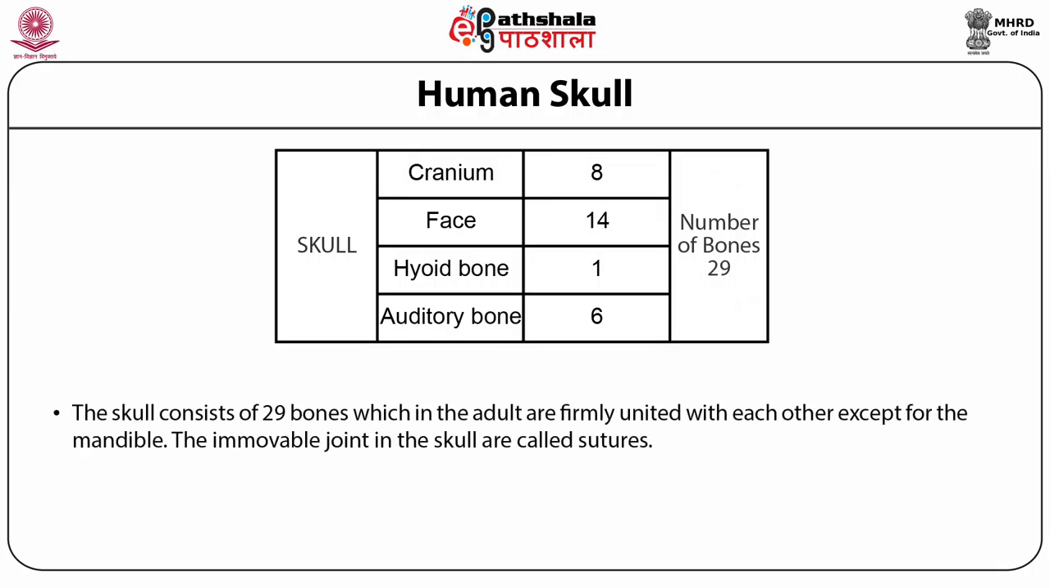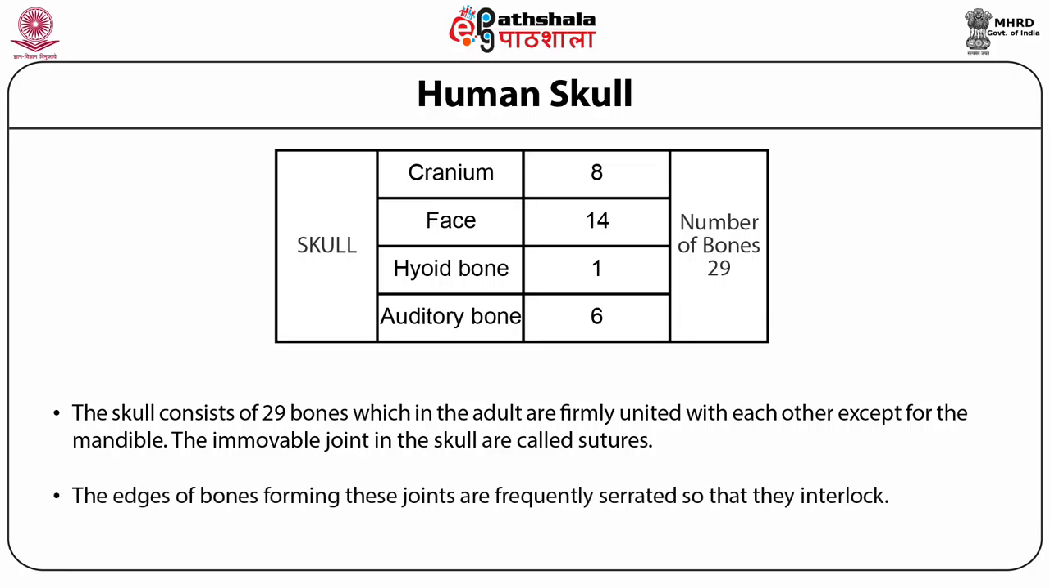The skull consists of 29 bones, as I told you earlier, which in the adult are firmly united with each other except for the mandible. The immobile joints in the skull are called sutures. The edges of bones forming these joints are frequently serrated so that they interlock.